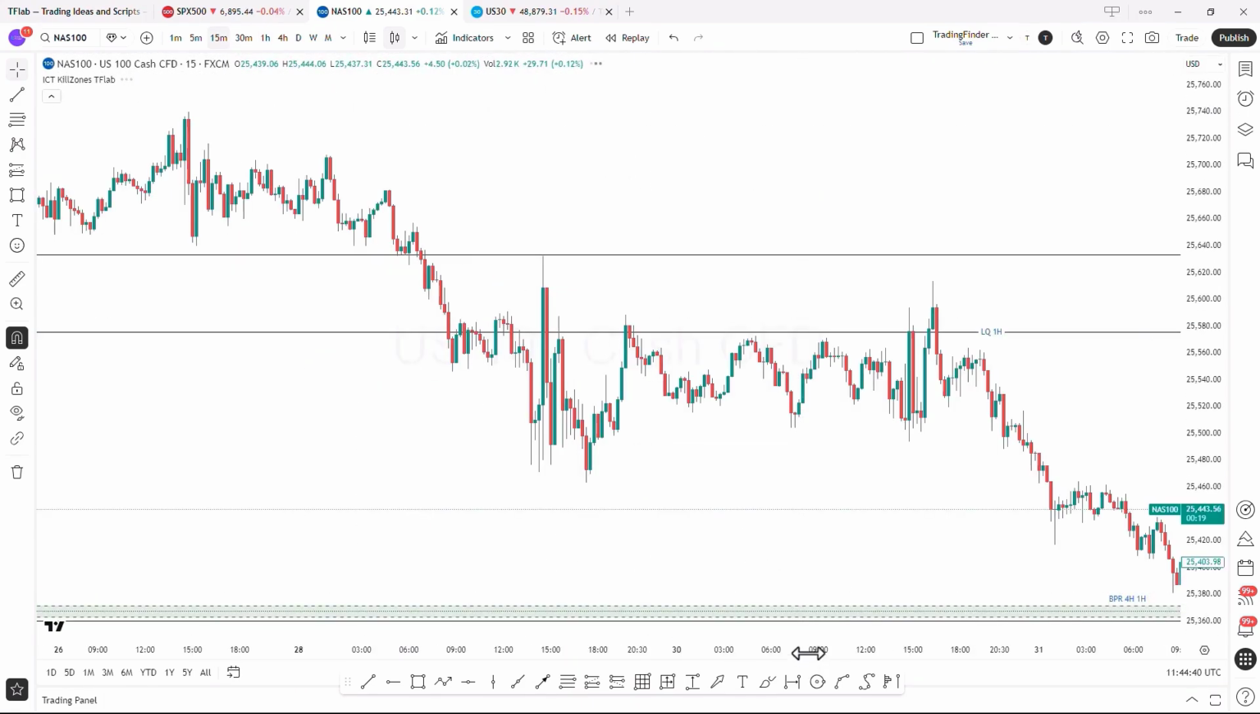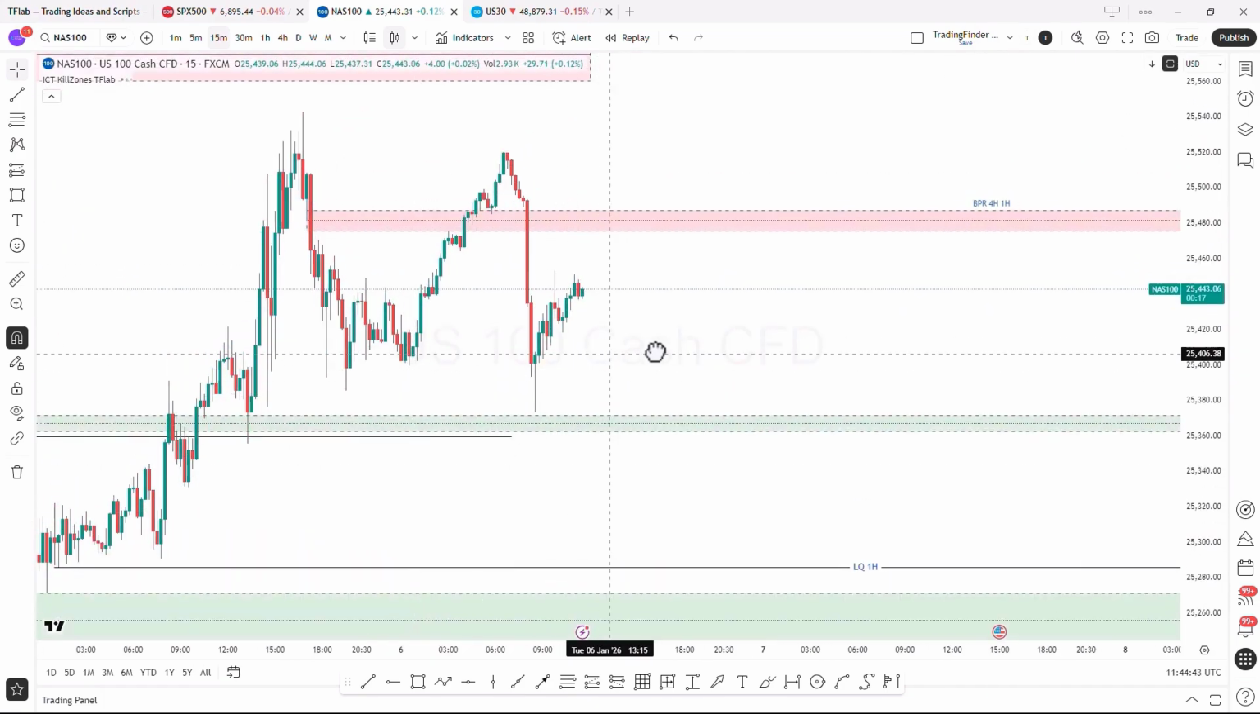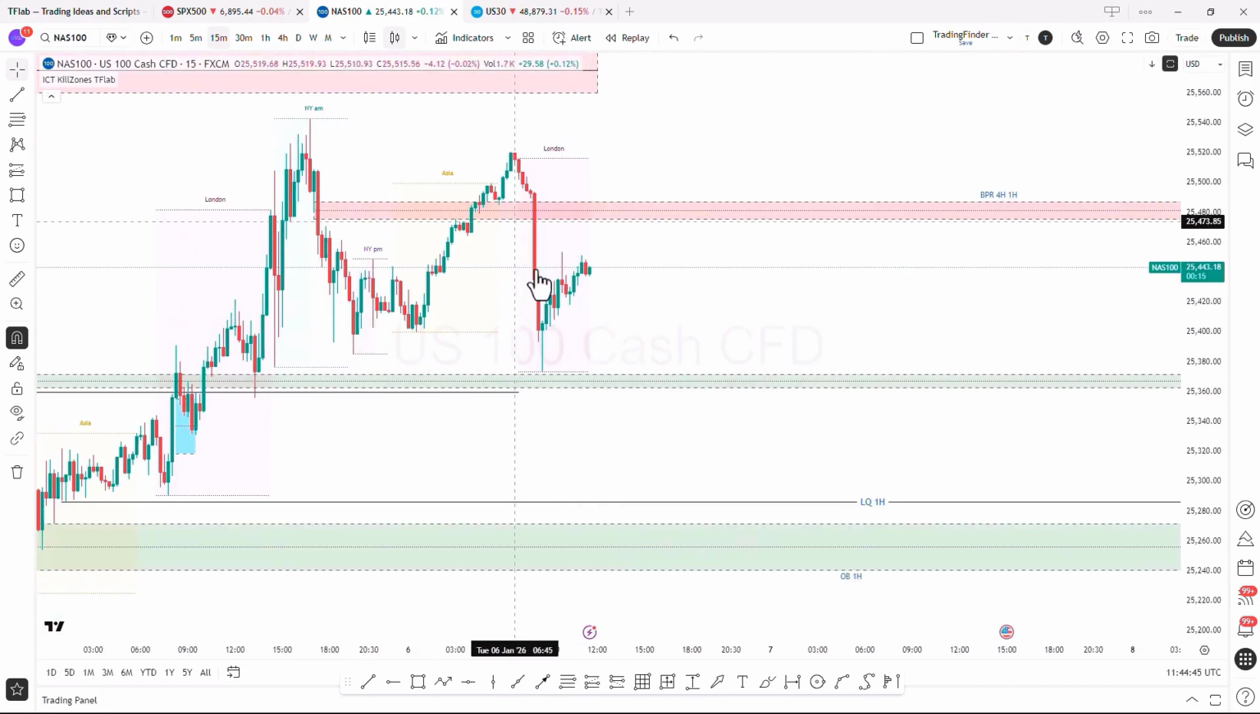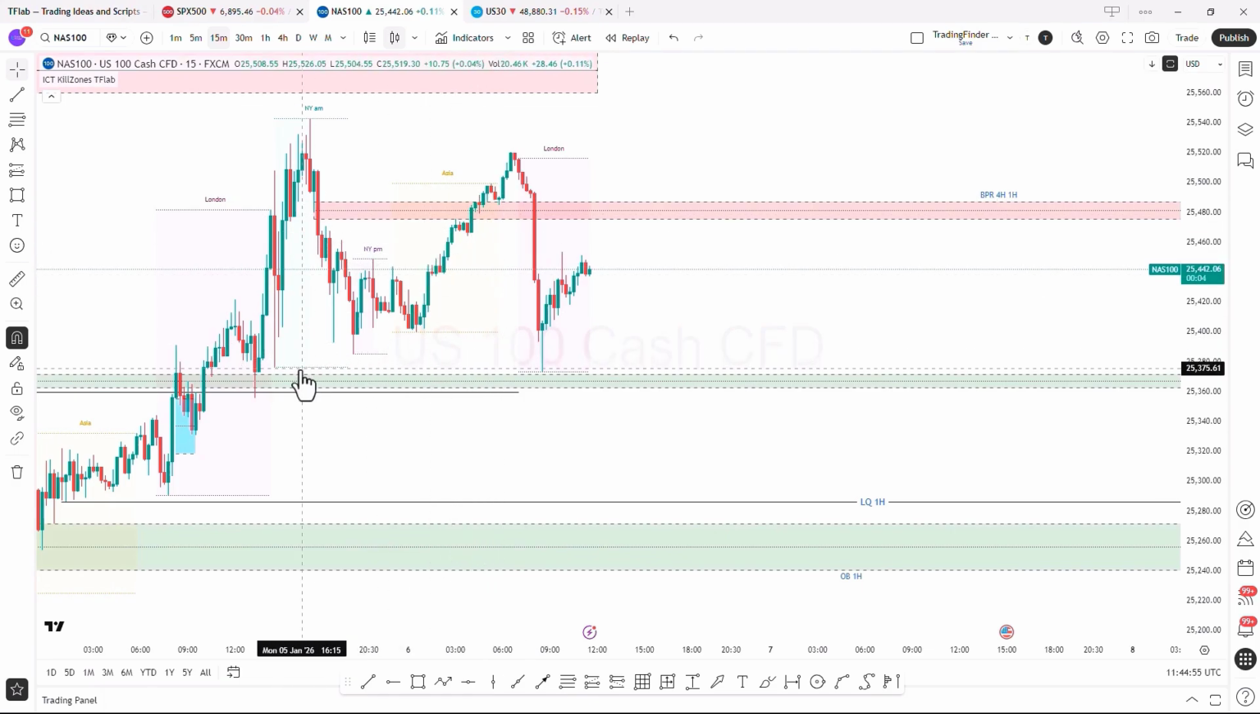But by checking the 15-minute time frame, we see that the price, with a bearish displacement move, has collected liquidity towards the sell side of both the New York and Asia sessions here.